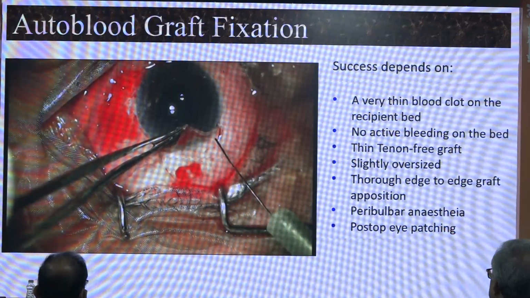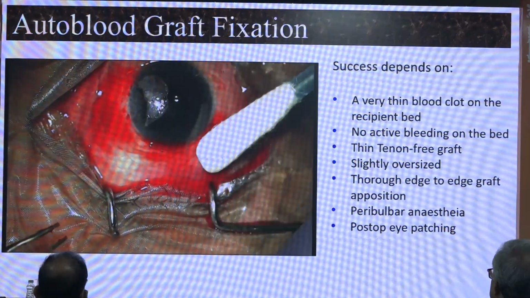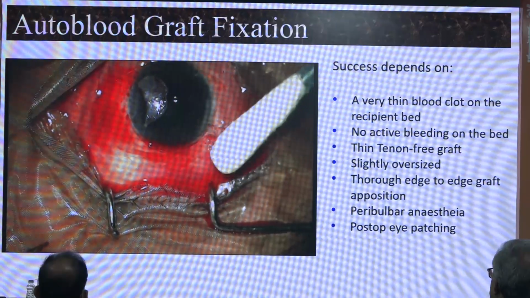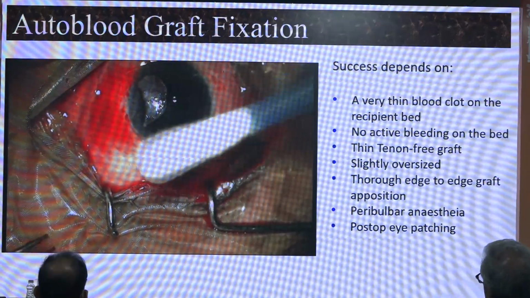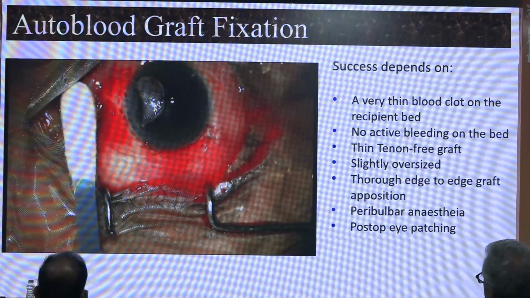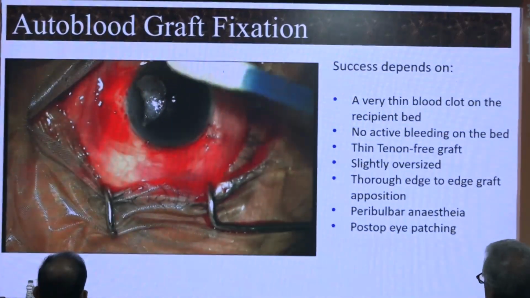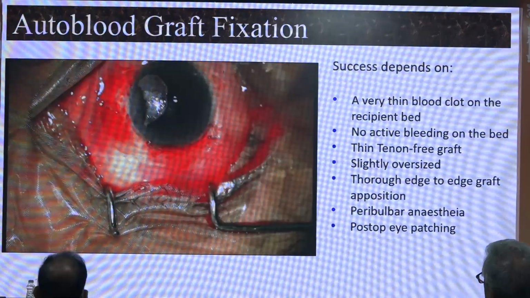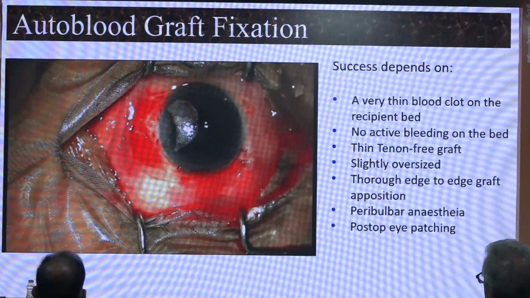So this is the surgery I am showing with autoblood graft fixation. After harvesting the graft, by that time we allow a thin blood clot to form over the recipient bed, and then using that blood clot as a tissue adhesive, we fix the graft.